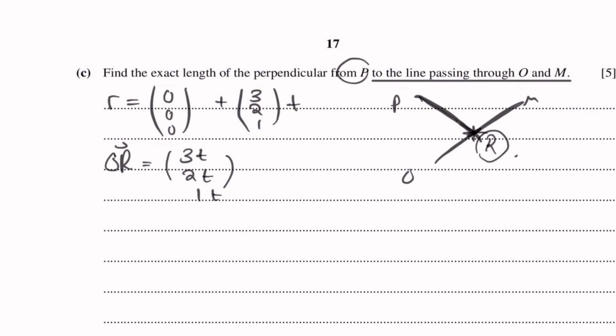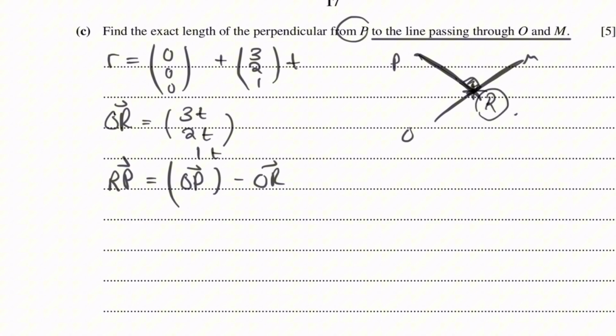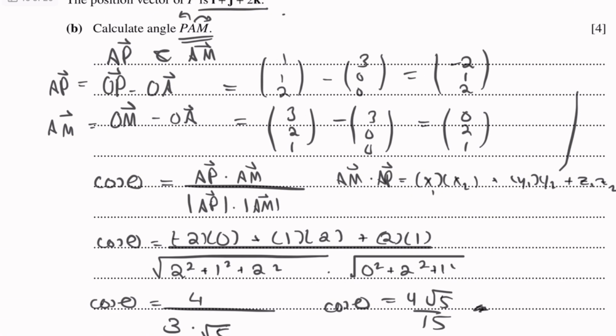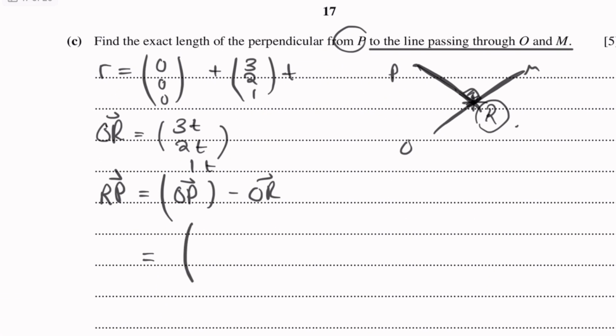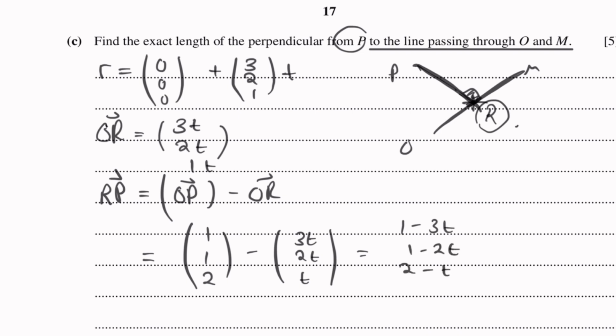Now one step of getting to that is knowing that between two perpendicular vectors, the dot product is going to equal 0. Now here the vectors are going to be RP and OM. So let's find the vector RP in terms of t. So RP is going to equal OP minus OR, second vector minus first vector. OP, we already know, is going to be 1, 1, and 2, minus 3t, 2t, and t. And that's going to be 1 minus 3t, 1 minus 2t, 2 minus t.